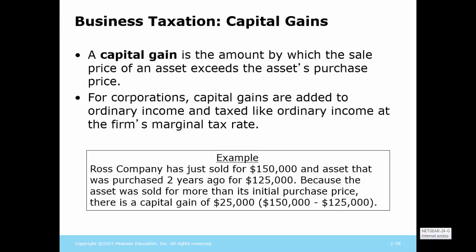There are special rules for individuals, but corporations are just going to add this all up, include it in income, and pay the marginal tax rate for the corporation. That's the end of taxes. We're going to talk and use a lot more examples when we get to the course.